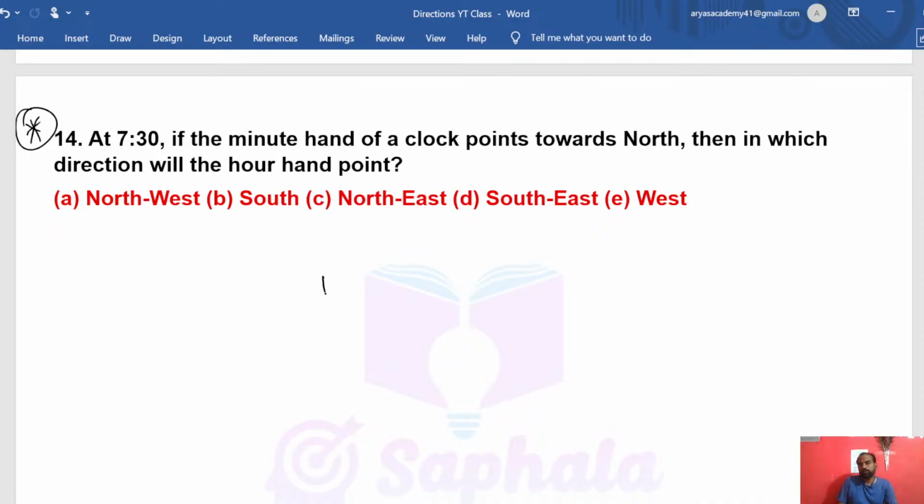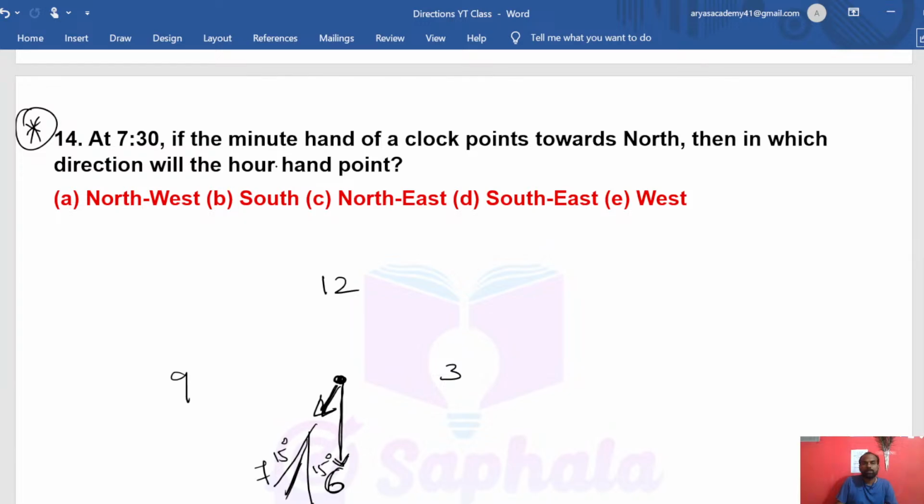7:30. So 12, 3, 6, 9. Here will be 7. At 7:30, our hour hand will be exactly between 6 and 7. Means if you divide this 30-degree angle into two parts, 15 degrees will be here, 15 degrees will be here, because 30 minutes means exactly half of 1 hour. But the minute hand will be exactly pointing towards which number? 6. Because at 30 minutes, the minute hand will be exactly facing number 6.